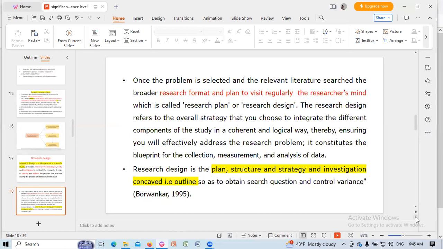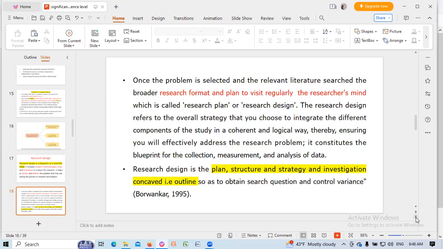Some definitions by some authors. Bhojanna defined research design: once the problem is selected and the relevant literature surveyed, the broader research format and plan that revolves in the researcher's mind is called the research plan or research design.